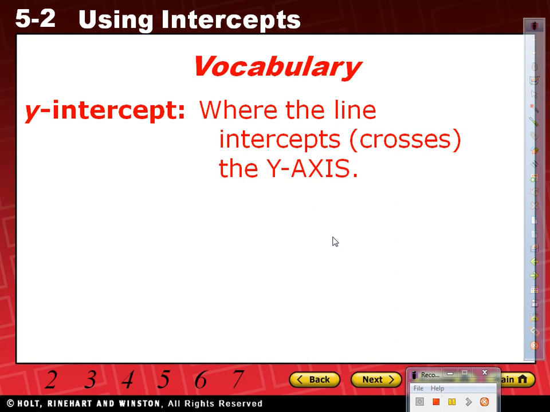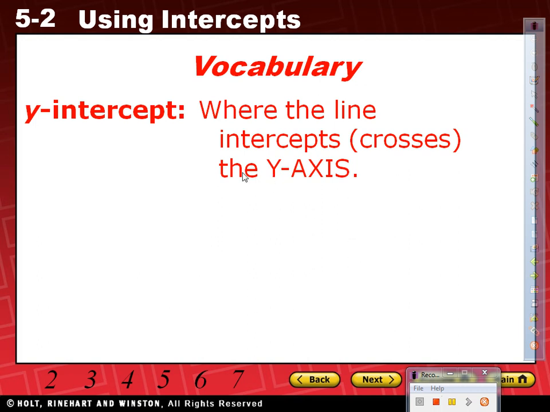Y-intercept, where the line intercepts the Y-axis.